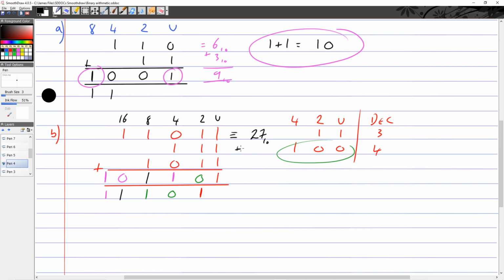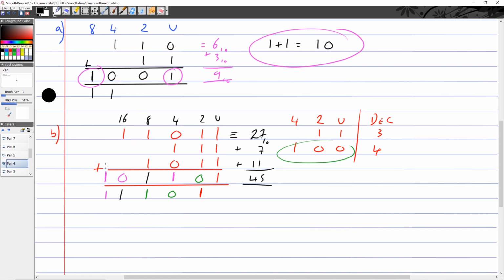And we added 4, 5, 6, 7, and we added 8, 9, 10, 11. So 27 plus 11 is 38, plus 7 is 45. Now, does our answer represent 45?